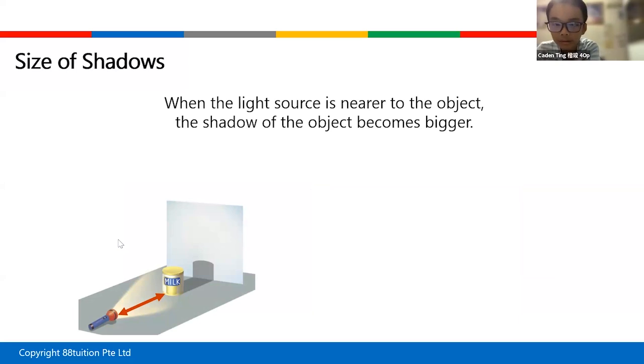When the object is closer to the light source, it blocks more light. Exactly, you're right. It blocks more light. That's why you form a bigger shadow.